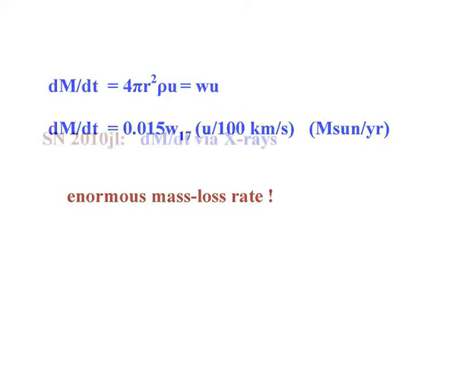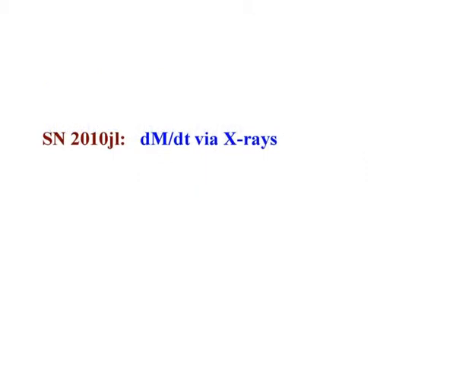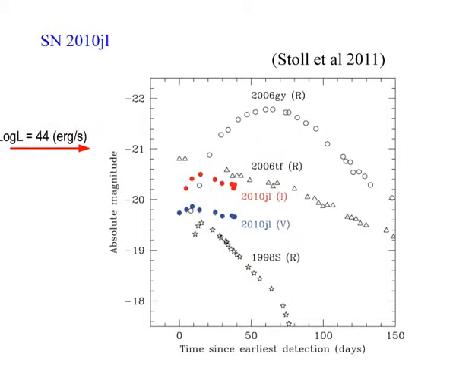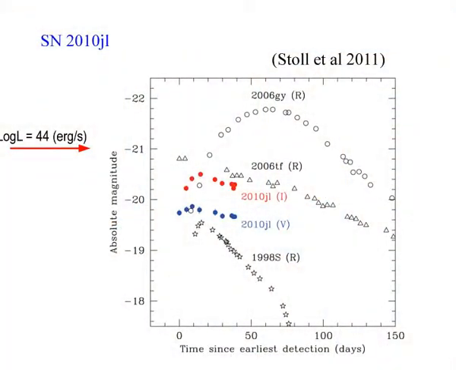I want to demonstrate to you an interesting independent view on the mass loss rate in type IIn provided by X-ray data. This supernova 10jl has a light curve in I band, which is 0.9 micron, and V band 0.5 micron, very much similar to 06tf, which is type IIn, but much lower than the ultra-luminous one. Anyway, it should be considered a rather bright type IIn with a magnitude exceeding minus 20.